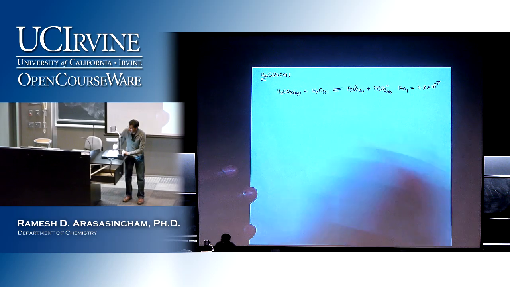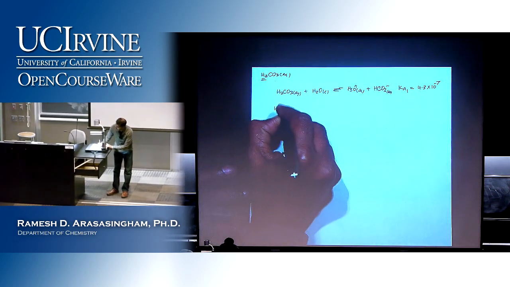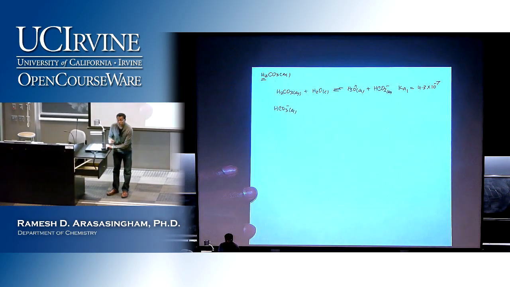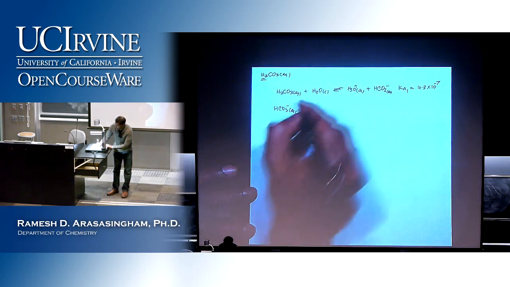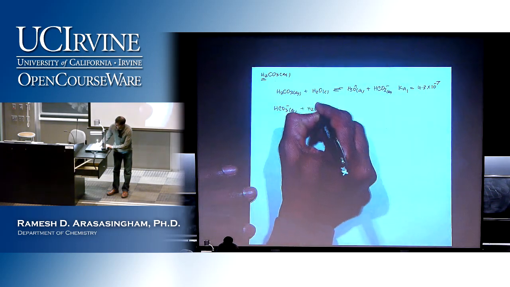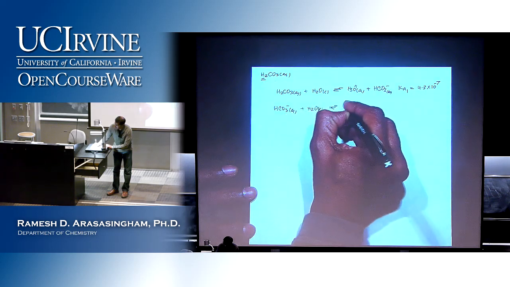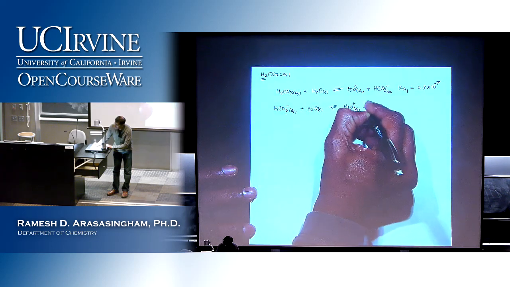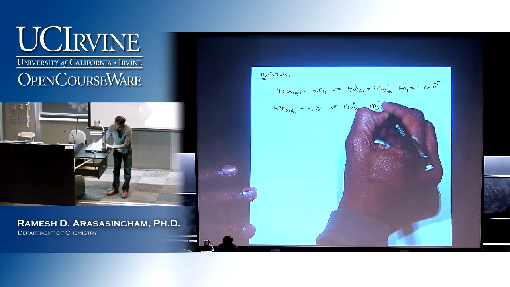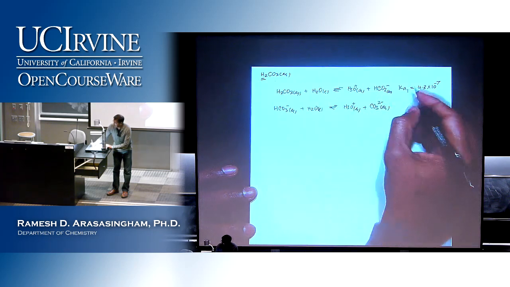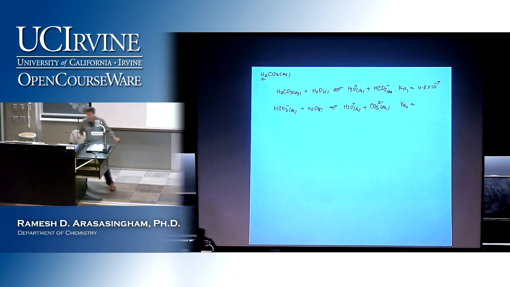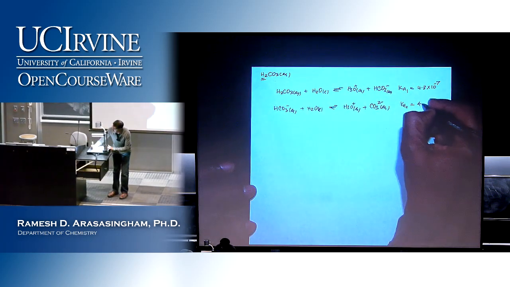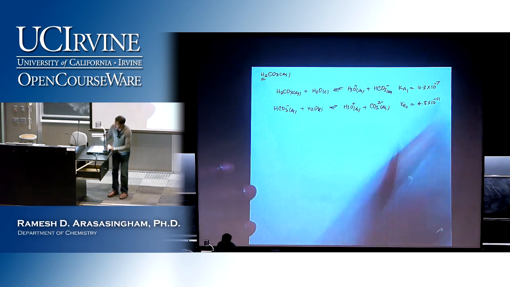All right? The next step will be the second proton coming off. So now, what is a base will act as an acid, and this will now protonate a water to give you hydronium ion plus CO3 2 minus aqueous. And this is Ka2. And Ka2 comes out to be 4.8 times 10 to the negative 11.